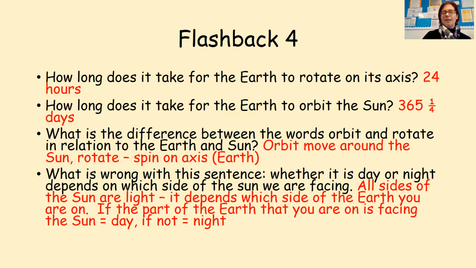What is wrong with this sentence? Whether it is day or night depends on which side of the sun we are facing. All sides of the sun are light. The sun isn't light at the front and dark at the back. So it doesn't matter which side of the sun you're facing, which during the year, obviously you'll be in a different position around the sun.